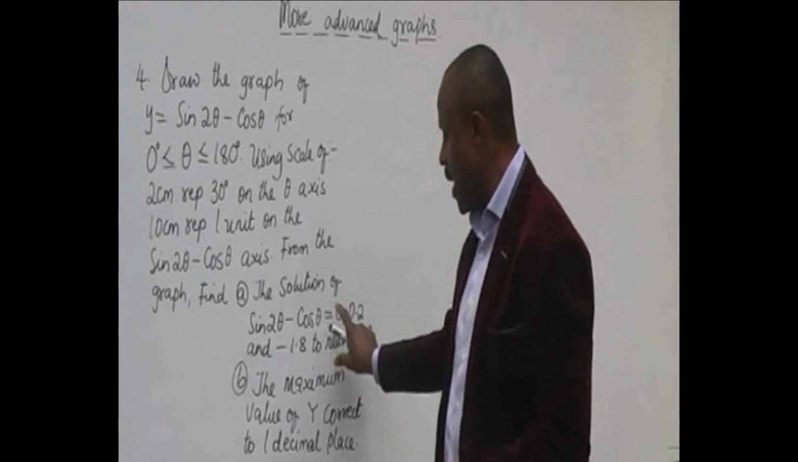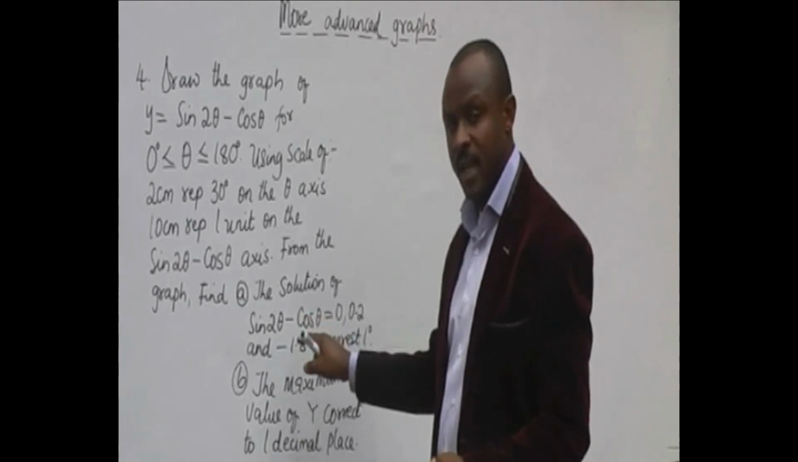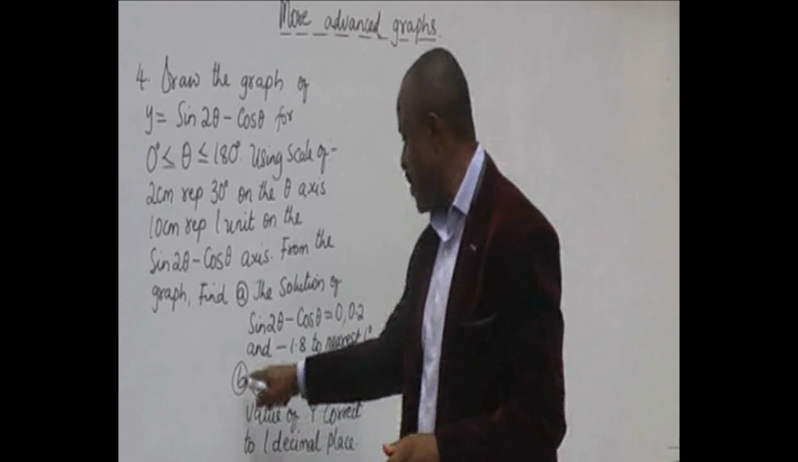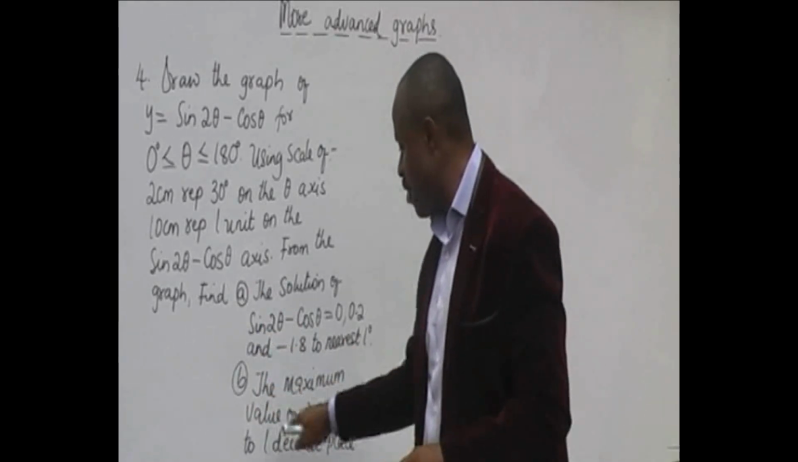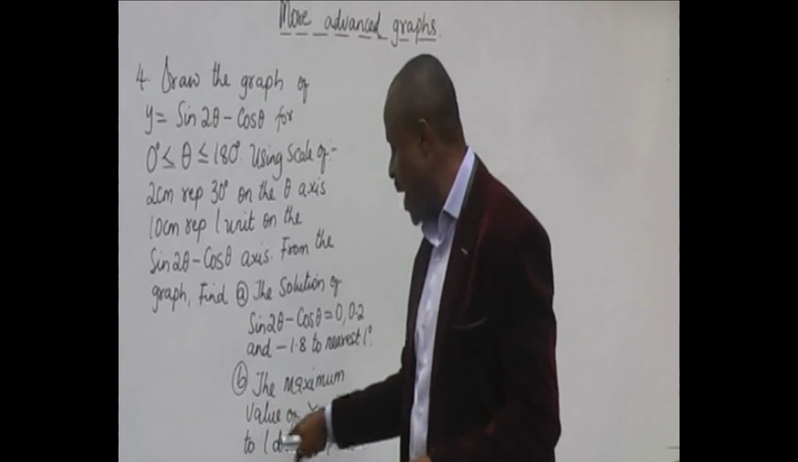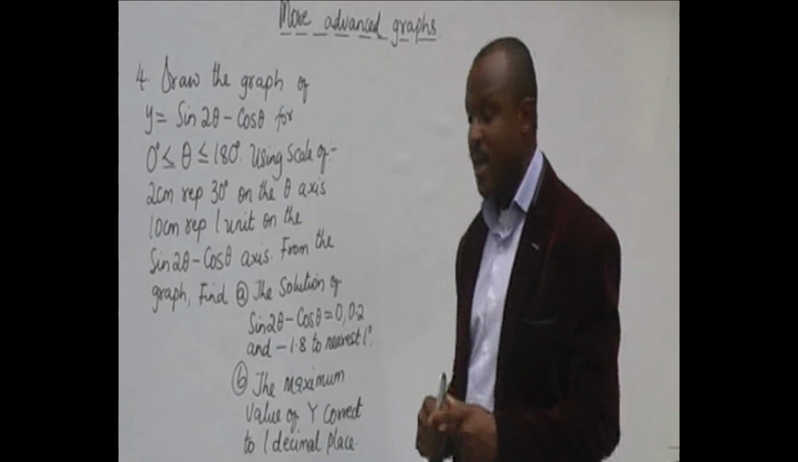I'm going to teach you how to find the solution of this kind of equation in such a graph after we draw them. Then B said we should find the maximum value of y, and we should correct it to 1 decimal place. I will also teach you how to find the value of y.